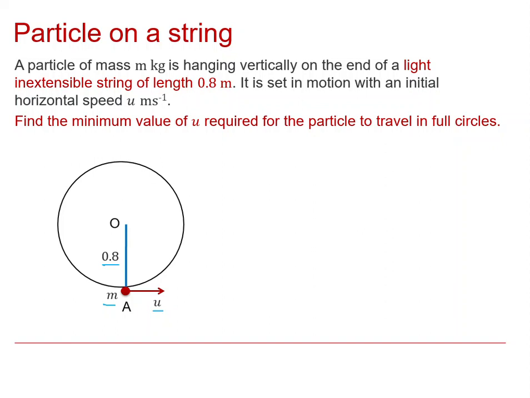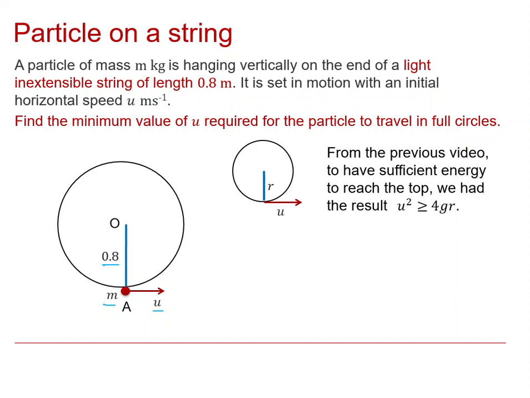Well, to deal with this, we need to draw ourselves the setup that we're going to get. We've got from the previous video the result that in a smooth circular tube, you would require a minimum speed satisfying u squared is greater than or equal to 4gr, where r is the radius of the circle. So translating that into this problem, r is 0.8, g is 9.8, so the u squared value has got to be at least 31.36.